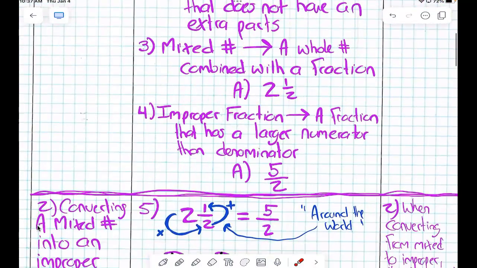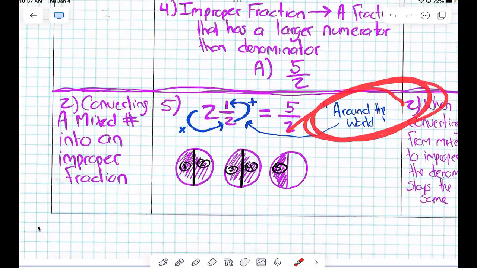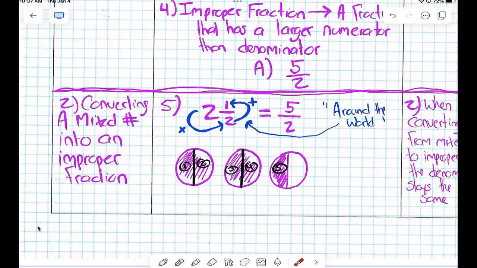Cool. And an improper fraction is still a fraction, but what is crazy about an improper fraction? What is crazy about the numerator? Yeah, improper fractions have numerators that are bigger than denominators. That makes them improper. When you convert a mixed number to an improper fraction, we did this thing called what? Around the world. And around the world starts with the whole number, and it multiplies the whole number by the denominator. And then it takes that answer, and it adds the numerator to it, right?